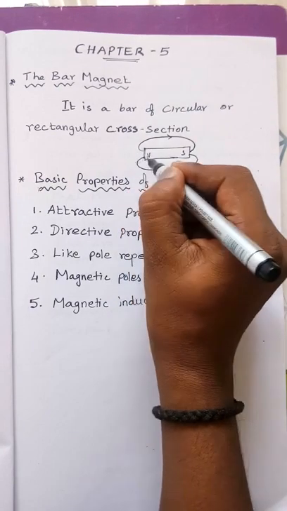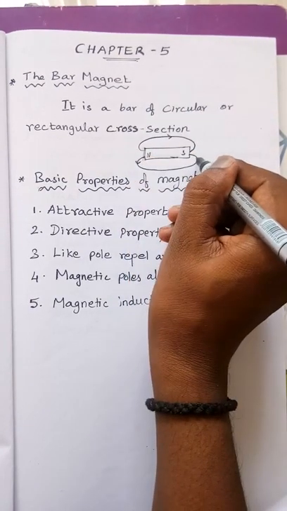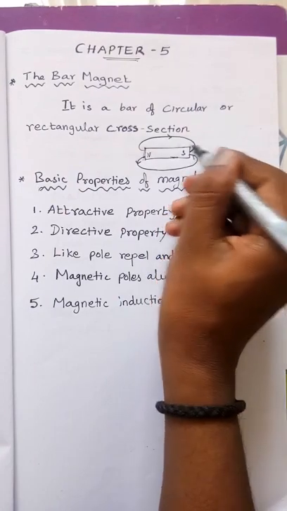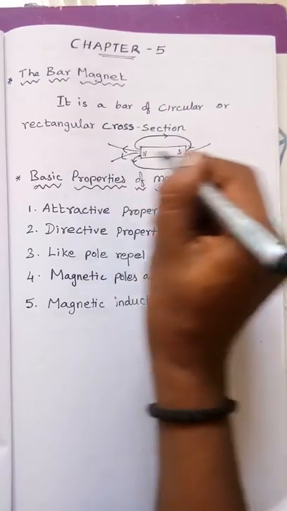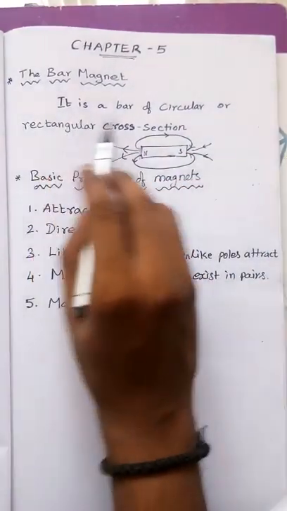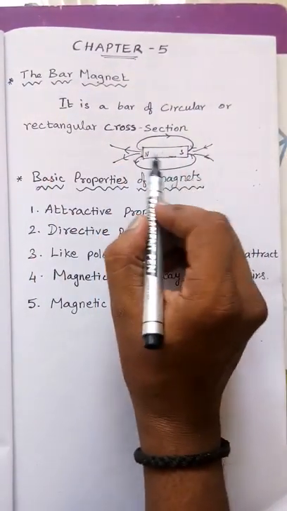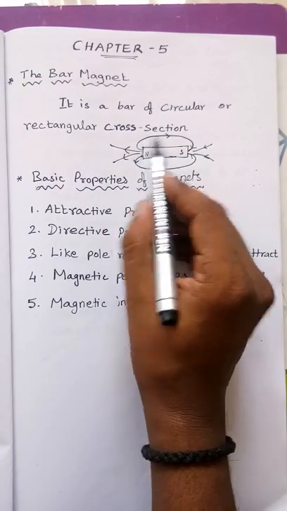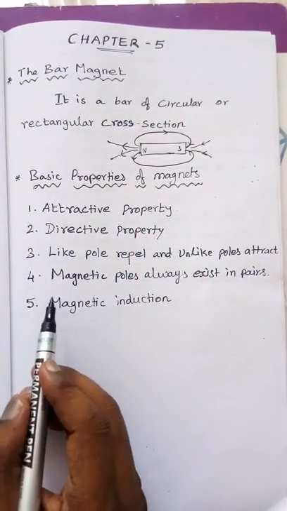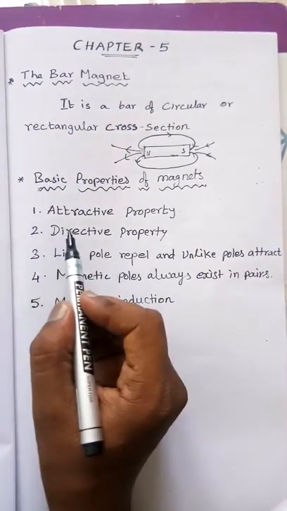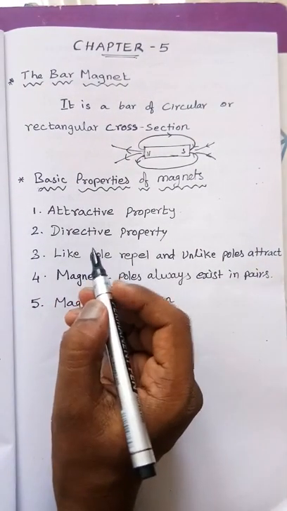Field lines start from north and end at south, like that it will come. Okay, this is a bar magnet magnetic field lines pattern. Here are the basic properties of magnets. There are 5 properties. First one is the attractive property.